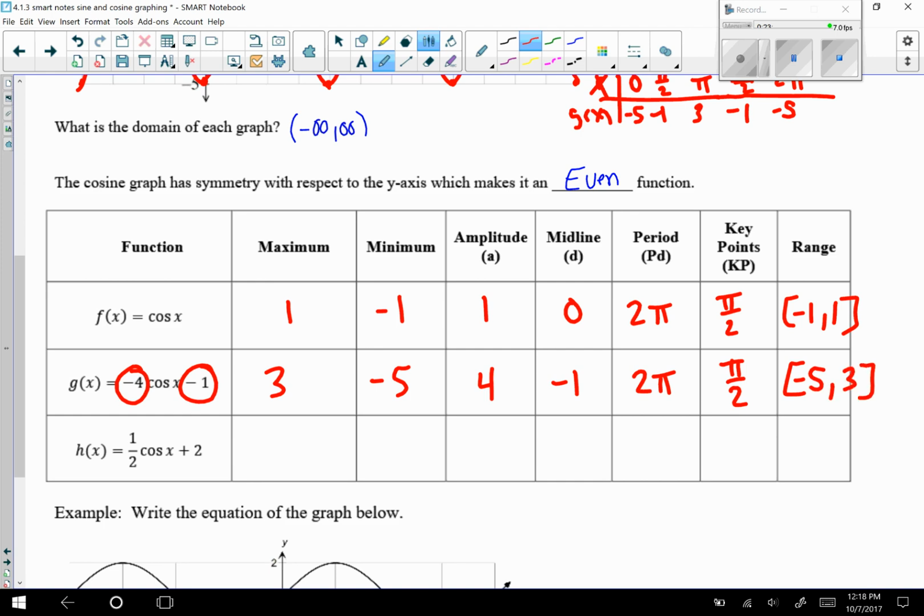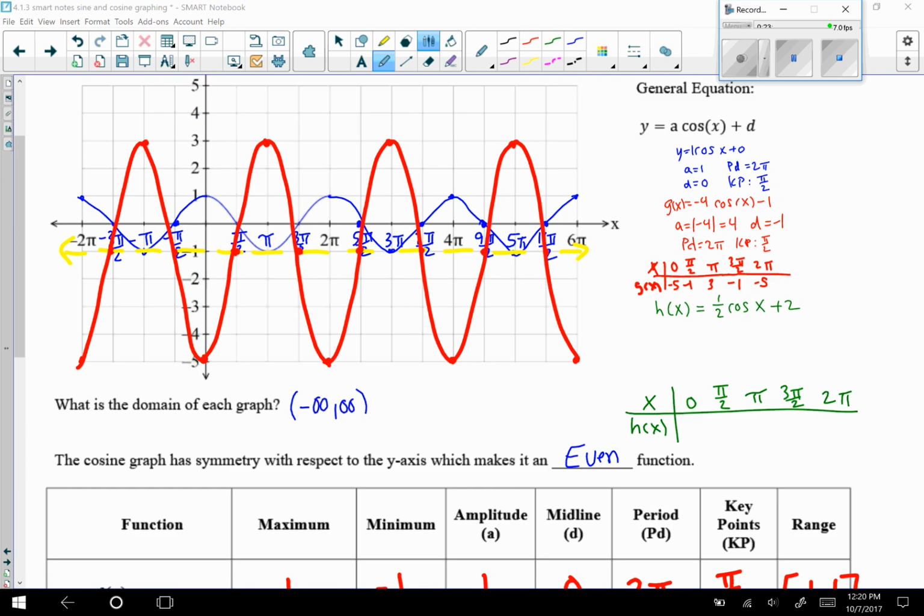And now we have from -5 to 3 for my range. So the last graph that we're going to look at is h of x. For h of x, I can see my amplitude is equal to 1/2. My midline is going to be at 2. And so for my graph, I'm going to first graph my midline, which is at 2.